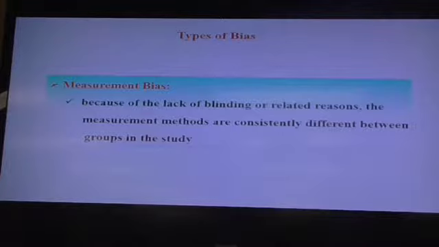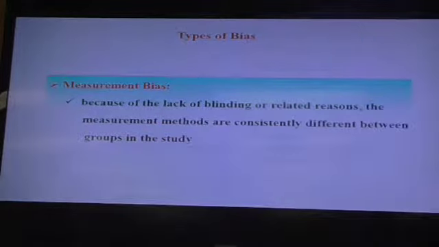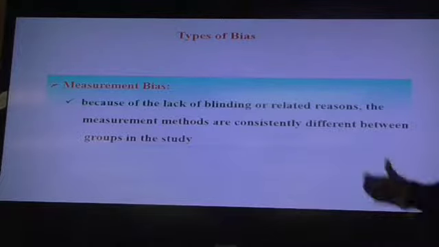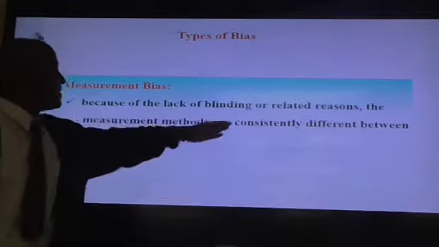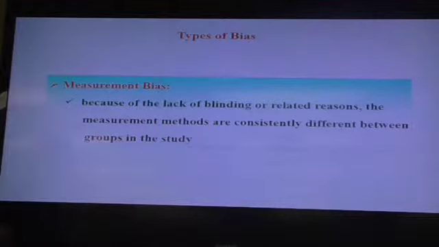Measurement bias, again, we get down to our masking or blinding. Sometimes, especially those who assess the outcome, if they already know the exposure status, and if they know that a group already received a treatment, then they spend more time in order to ascertain outcome on that individual compared to the control group. So in that case, the measurement methods are consistently different between groups in the study because of knowledge of the exposure status.